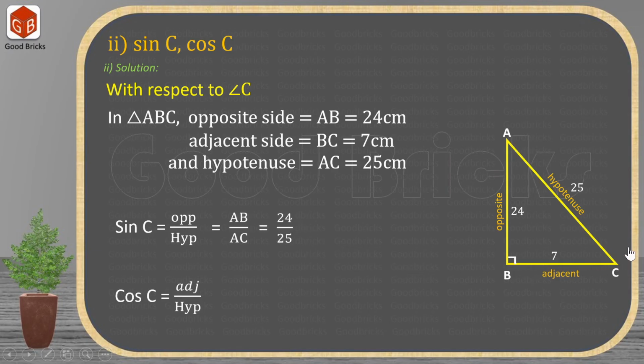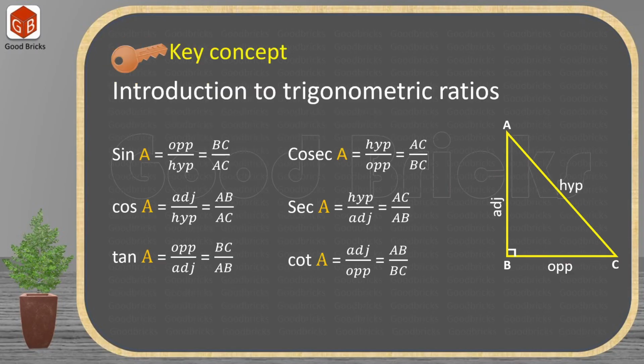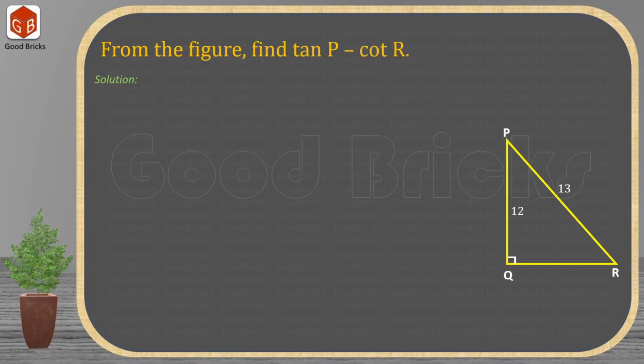Cos C is nothing but, for angle C, BC is adjacent. So BC by AC we have to write, and its value is 7 by 25. So this is how we can write basic trigonometric ratios using the given values. Let us solve one more problem on our first key concept.